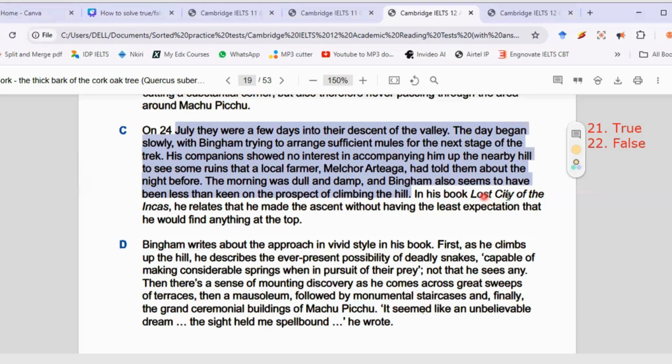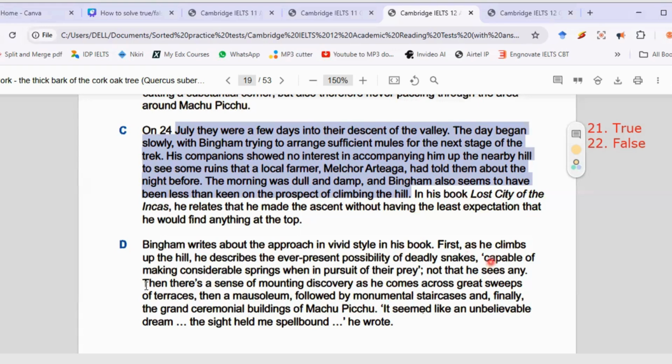In his book, Lost City of the Incas, he relates that he made the ascent without having the least expectation that he would find anything at the top. He wasn't expecting anything. And then the next paragraph tells us the feeling that he was having as he was climbing up the hill.